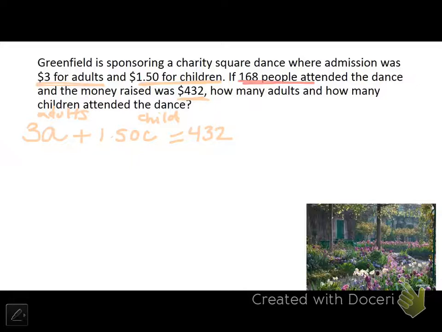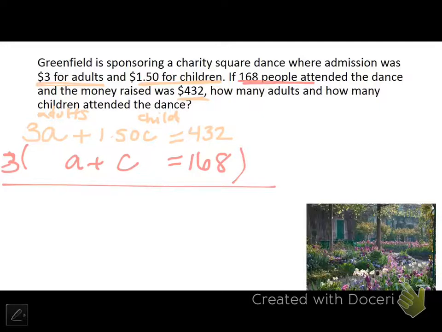Okay, if 168 people attended the dance, so if I have all my adults and all my children in one room, there should be 168 of them. So if we added each of those together, each adult and child together, we should get 168. So we can just do A plus C here. So now we have to solve to figure out what A and C are. So let's cancel our A, so let's multiply by -3.